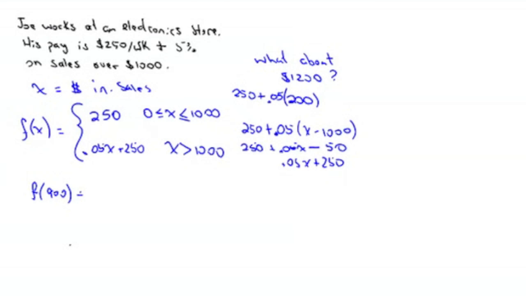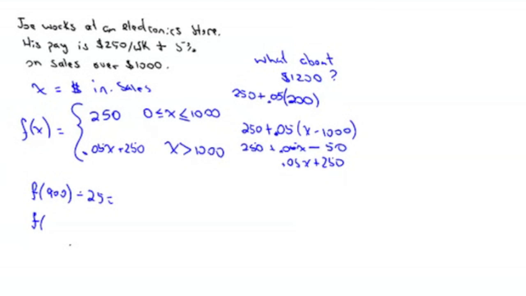What's f of 900 equal to? Interpret it. Joe sold $900 worth of merchandise. How much is he going to get paid? $250. Why? Because 900 falls between 1,000 and 0, so the only thing you're going to look at is 250. This one doesn't kick in until he makes over $1,000.